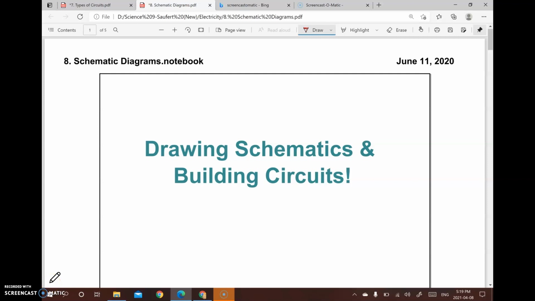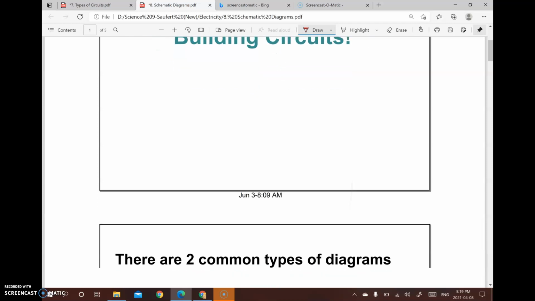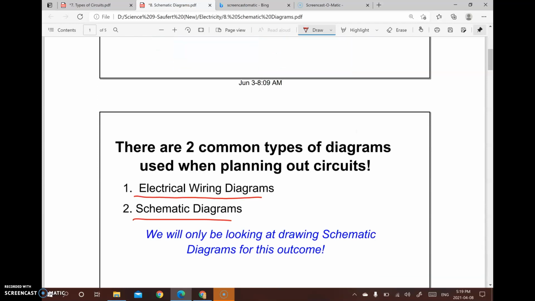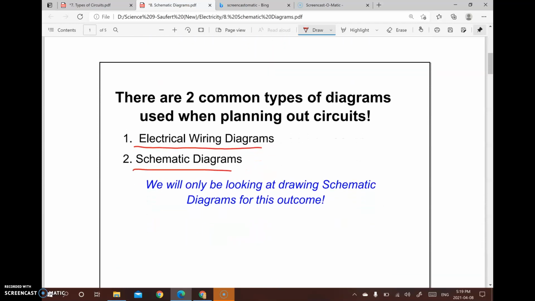Okay, now that we have looked into our types of circuits, we're going to learn how to draw the schematic diagrams. So there are two common types of diagrams used when planning out circuits. There's an electrical wiring diagram and a schematic diagram. We'll only be looking at drawing schematic diagrams for this outcome.